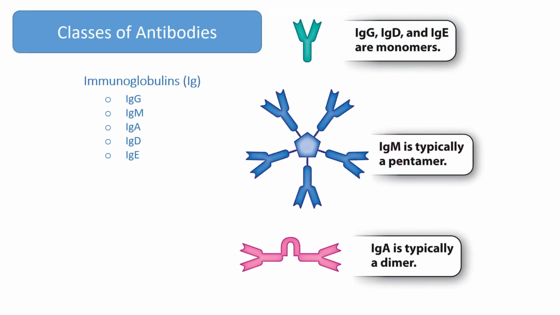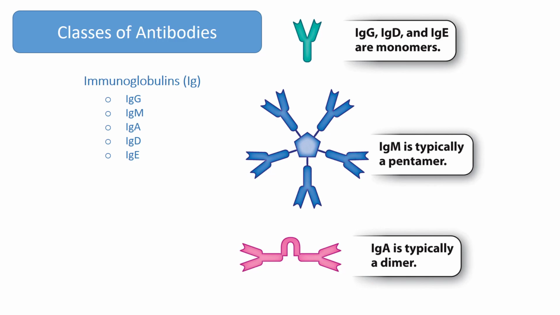Antibodies are members of a family of proteins with common structural features. As a group, they are called immunoglobulins, or Ig for short. There are 5 classes of immunoglobulin: IgG, IgM, IgA, IgD, and IgE, each with a different function. These classes are defined by their heavy chains, which differ in the amino acid sequences of their constant regions. There are also 2 types of light chain.